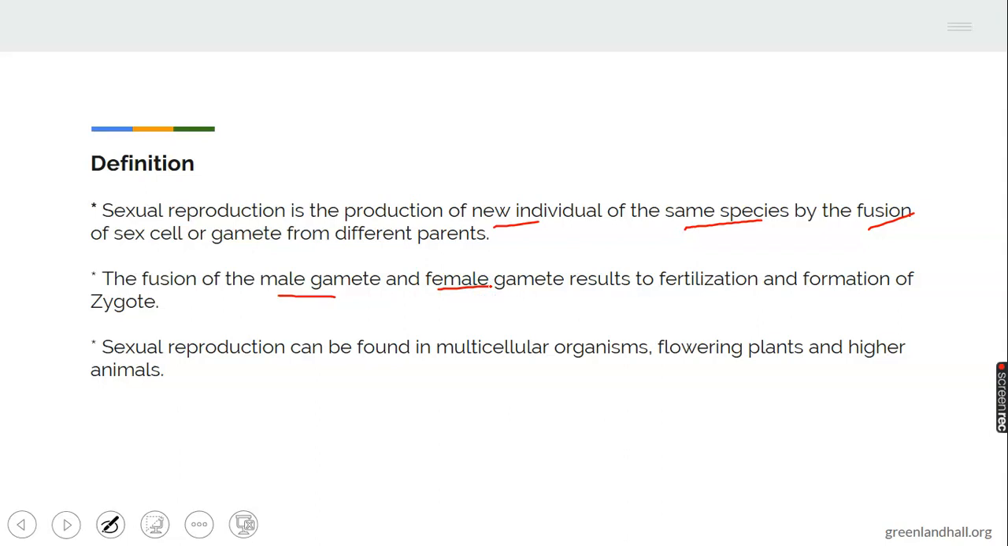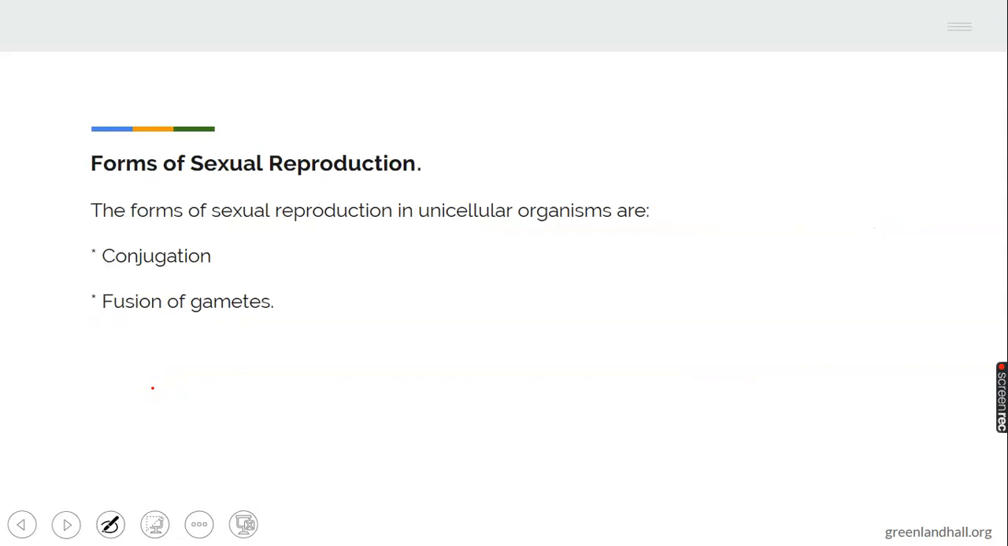result in fertilization and formation of zygote. That means when the male and female gamete fuse together, come together, we have the zygote form, that is the product. Sexual reproduction can be found in multicellular organisms, such as flowering plants and higher animals. Sexual reproduction exists in two forms in these organisms.